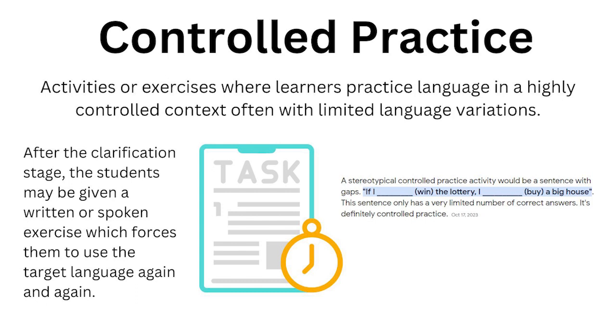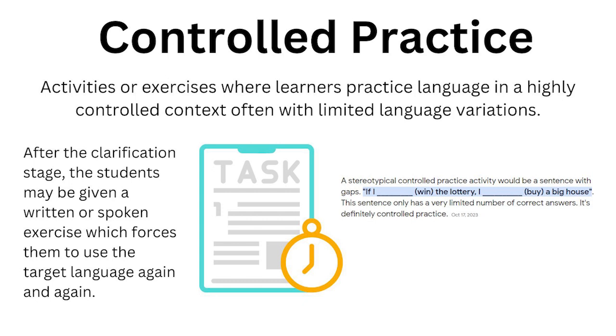Controlled practice. The definition of controlled practice in CELTA terminology is activities or exercises where learners practice language in a highly controlled context, often with limited language variations. So for example, let's say we're doing a lesson on the past simple, you would give the students a task to do. For example, a worksheet containing sentences in the present tense, and then you would instruct the students to rewrite each sentence in the past simple tense.